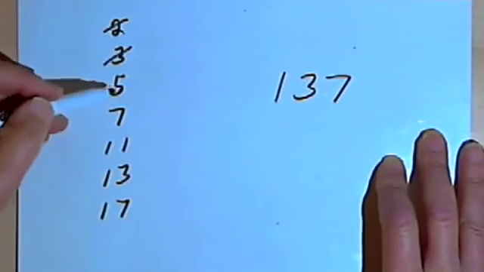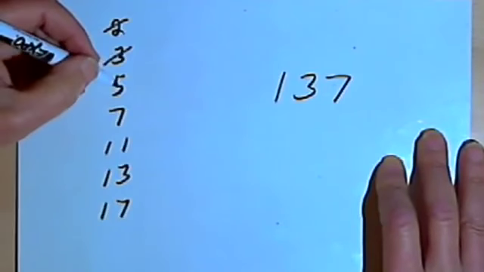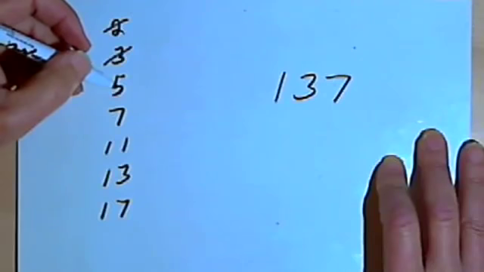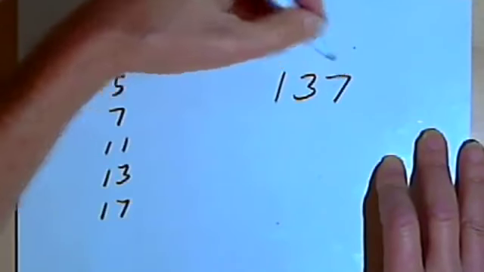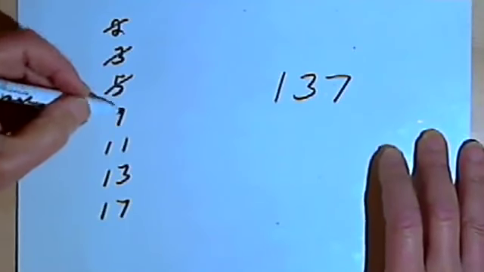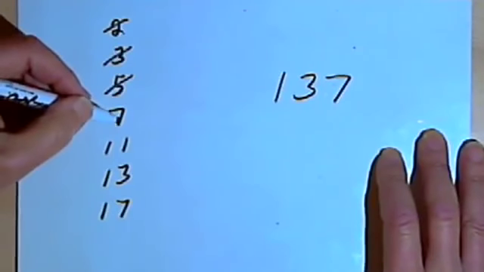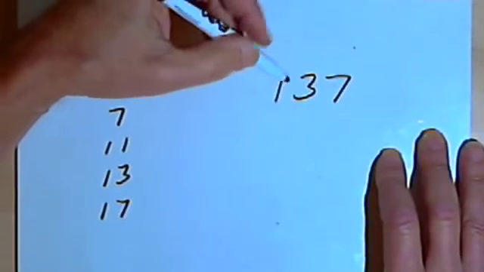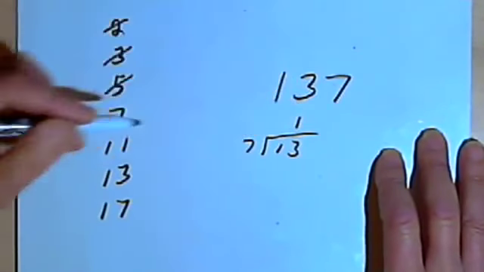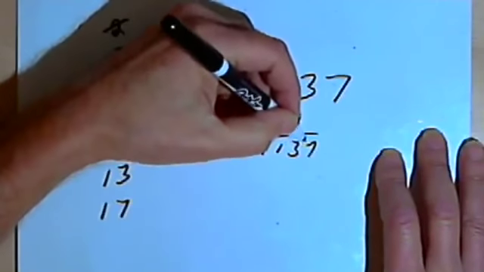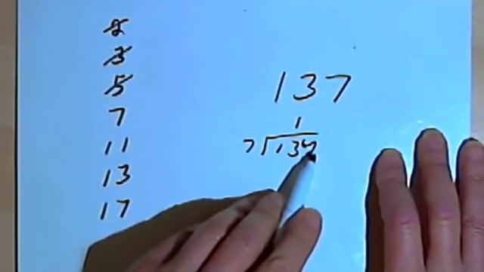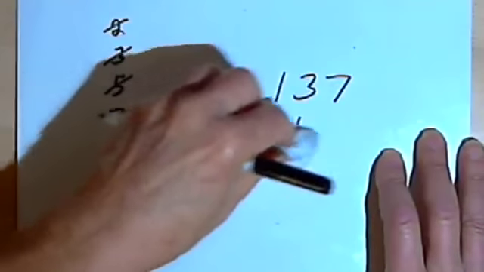How about 5? Well, the only numbers I can divide evenly by 5 are going to be numbers that end in 5 and 0, and this number ends in a 7. So 5 is out. How about 7? Well, let's see. If I were to divide 7 into 137, 7 would go into the 13 one time, and I'd have a 6 remainder. So I'd have to divide 7 into 67, and that won't go evenly. So 7 is out.